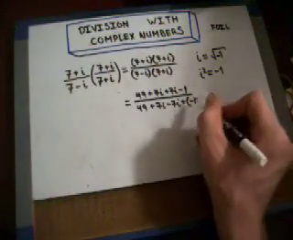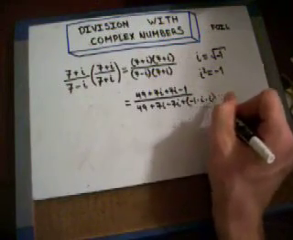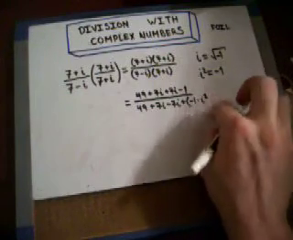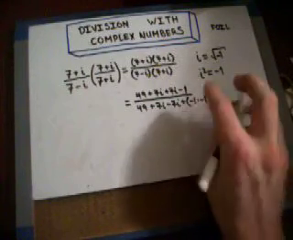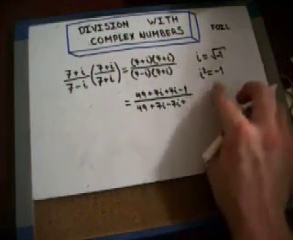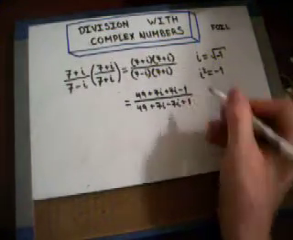So, alright, negative 1 times I times I. Well, I times I is just I squared. I squared is just negative 1. Negative 1 times negative 1 is just 1. So this whole business down here just turns into a 1.